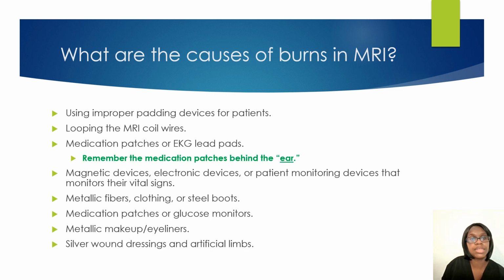So now we are going to talk about the causes of burns in MRI, and this is done whenever you are using improper padding devices for the patient. You want to make sure that you are using the padding that comes with the machine or the company who made that machine. Looping the MRI coil wires: you want to make sure that you do not loop any coils or the wires. Medication patches or EKG leads: you want to make sure that that is removed, especially if you work at a hospital or a facility where EKG lead pads have to be placed. Make sure that it is the MRI safe kind if it does need to be placed on the patient.